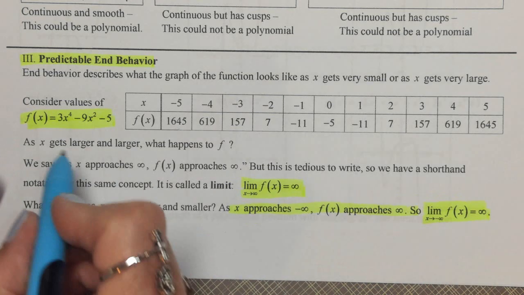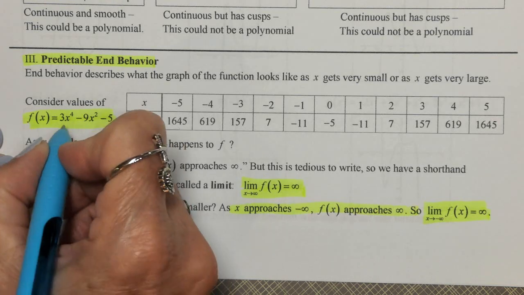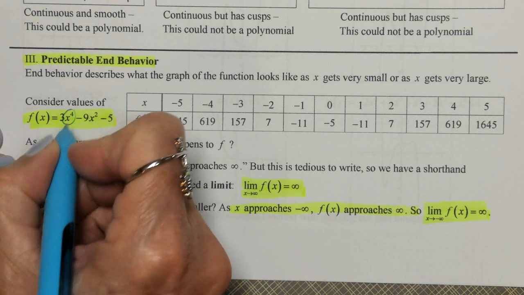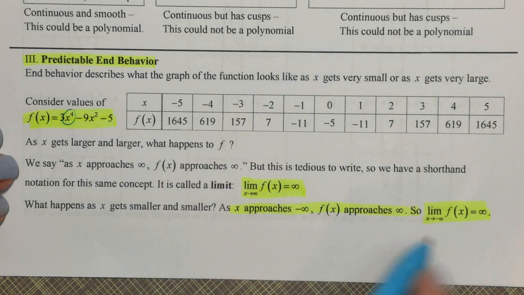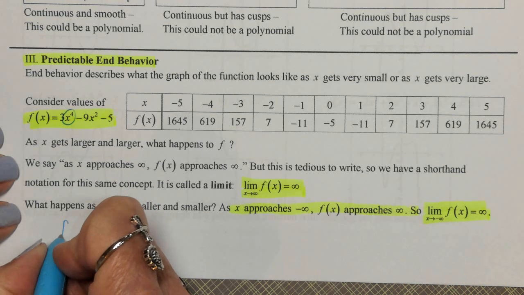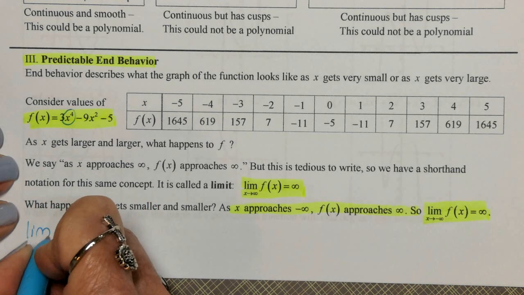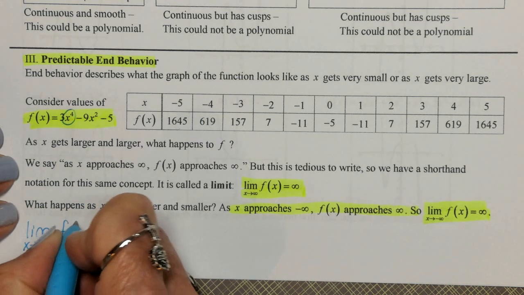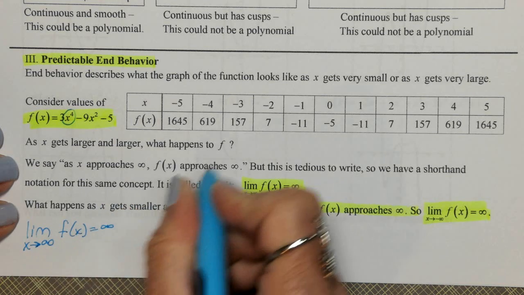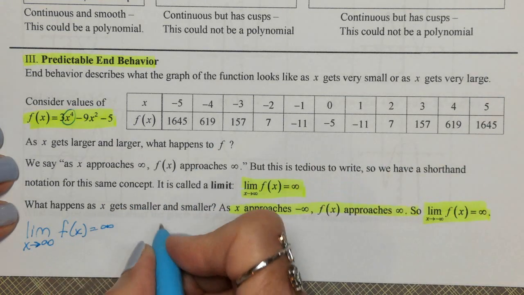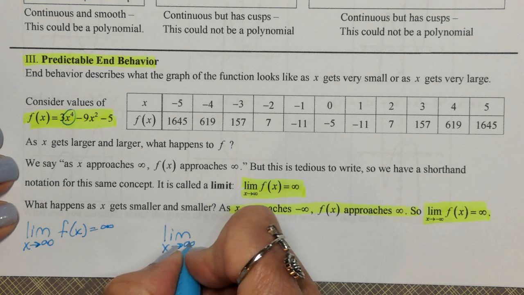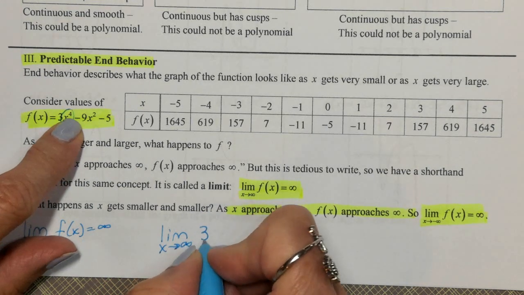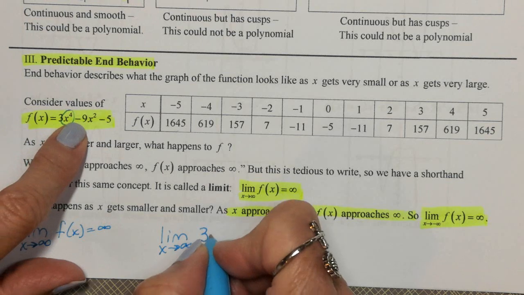So this function, this fourth degree polynomial, both sides went to positive infinity. If I examine the limit as x approaches infinity of f of x, and we know by looking at this table it's going to be infinity, but let me put in this function. Instead of putting f of x, I'm just going to put the function.